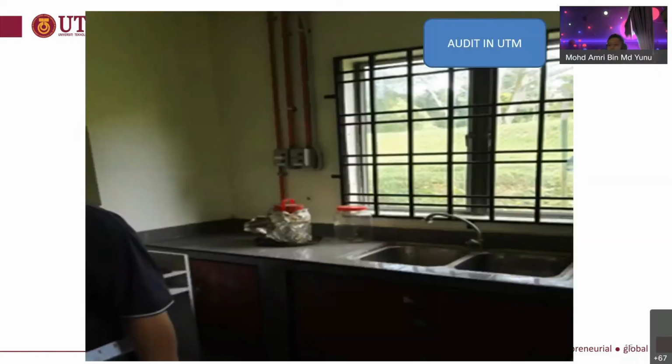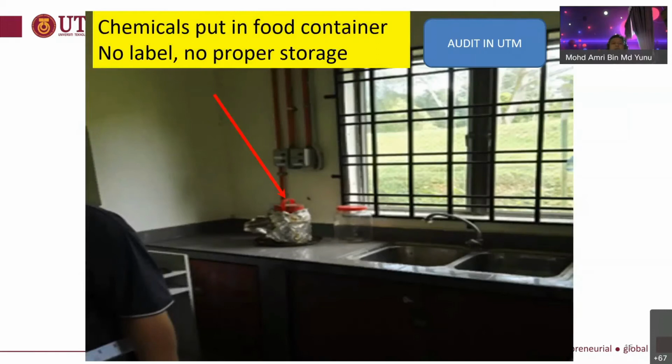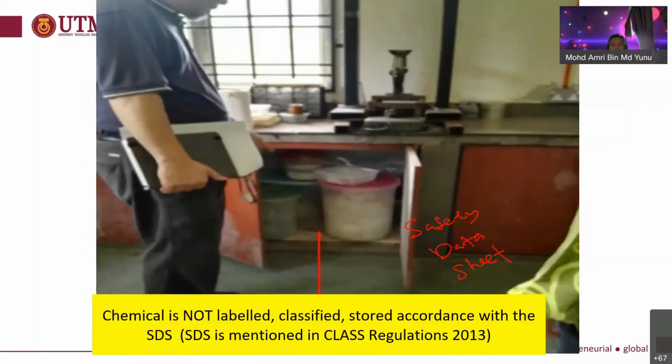So these are the examples of audits happening in the UTM. For example, this is a chemicals workstation. Suppose there shouldn't be any food container. Any container must be properly labeled. Like what you see here, the chemical is not labeled. Unknown. What kind of chemical?